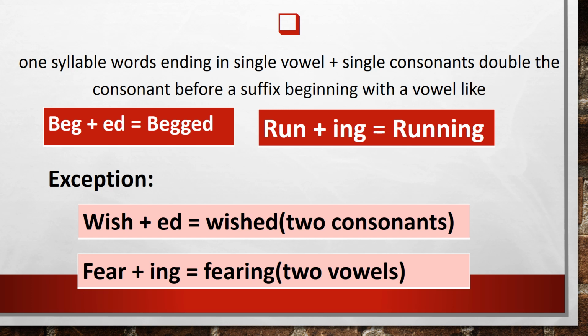Bag is a word ending with a consonant and ed is a suffix. When we add ed to bag, we double the g. Run is a word and ing is a suffix. When we add ing to run, we double the n. These are the following exceptions. If we have wish, we add ed. We do not double h. If we have the word fear, we add ing, we don't double r.